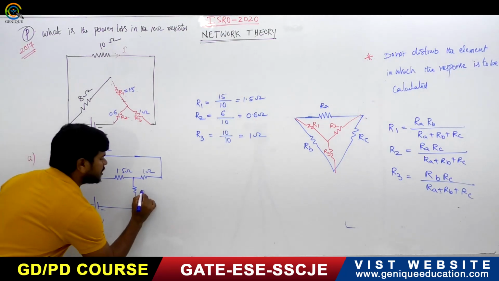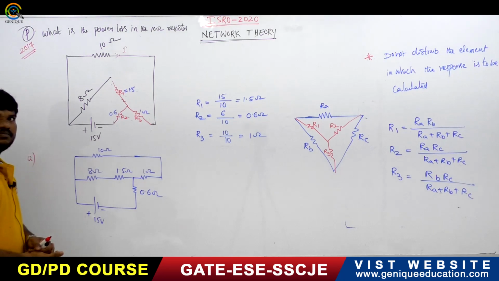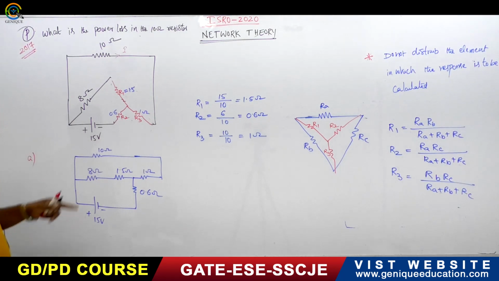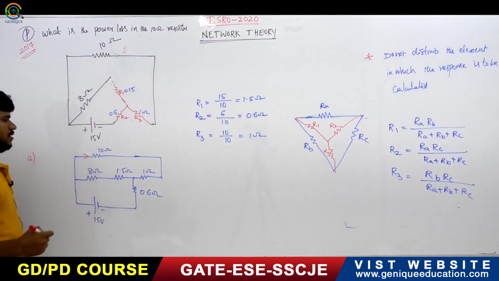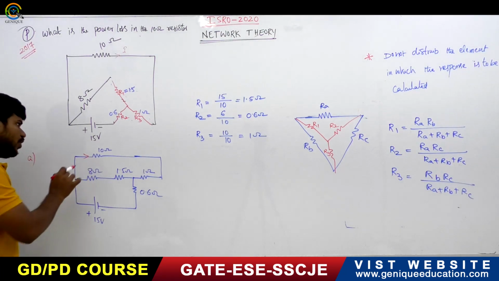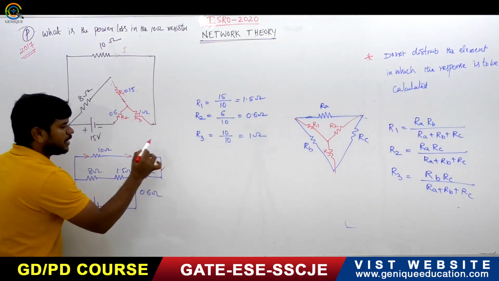Now this 0.6 is connected to this. Now this is the thing. Right? So this is the 10 ohm resistor. So you have to find the current in this. Right or not? You have to find the current in this.